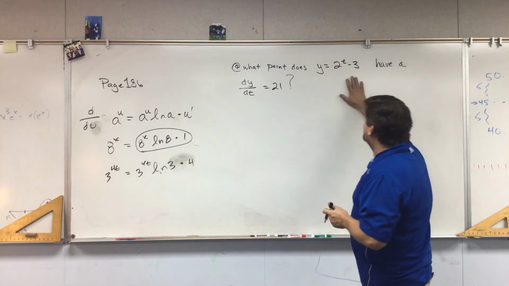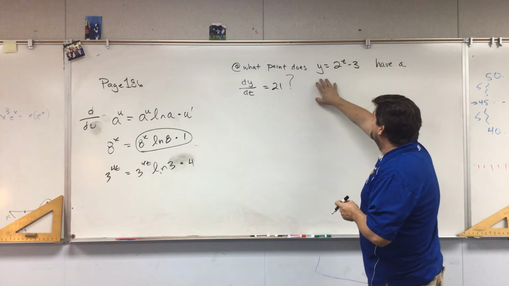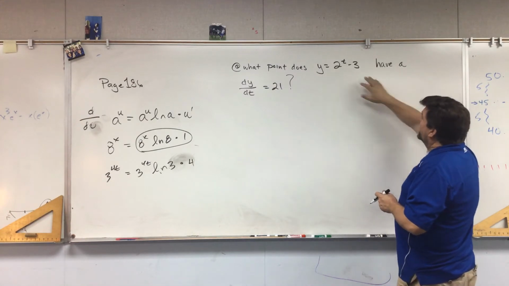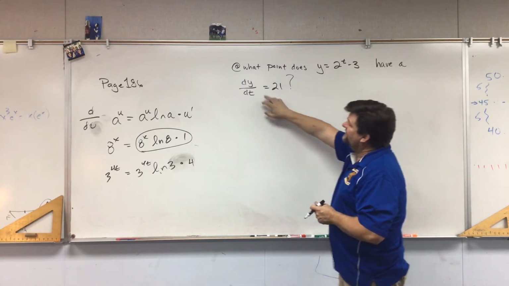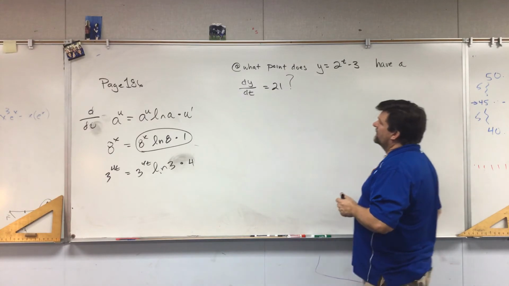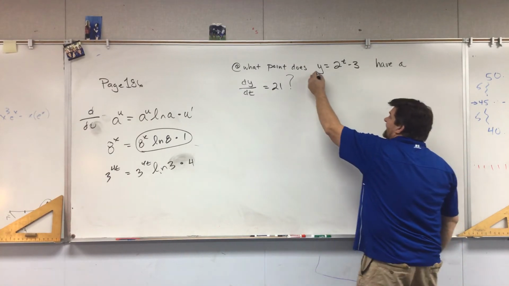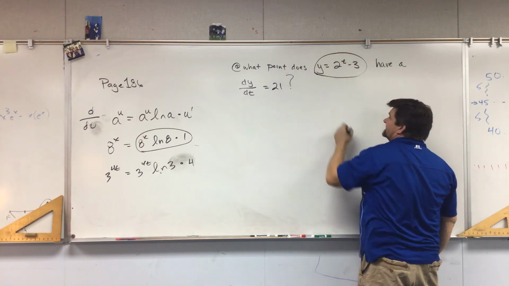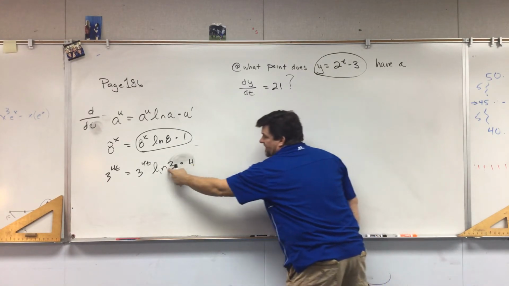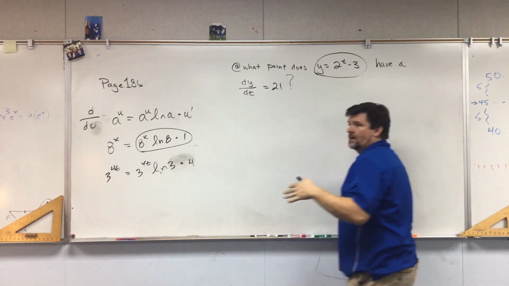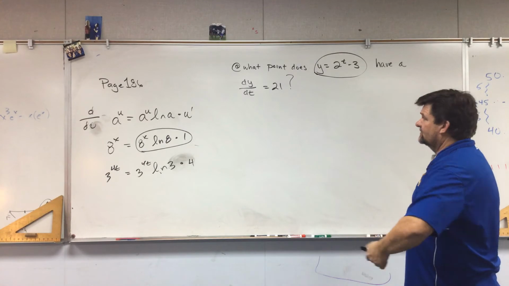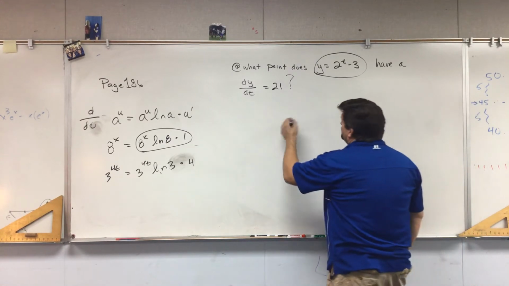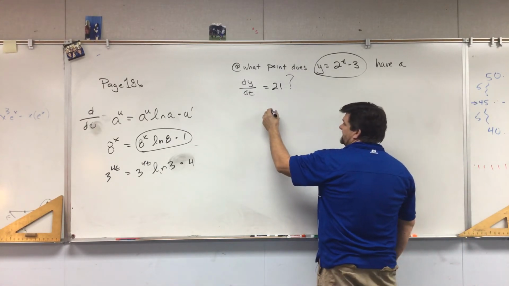So let's just tackle something like this. At what point does y equals 2 to the t minus 3 have a derivative dy/dt equal to 21? So we've got to take the derivative of this, and that's where these come into play, and this is where our old rules of natural logs and everything come into play. So let's find dy/dt.